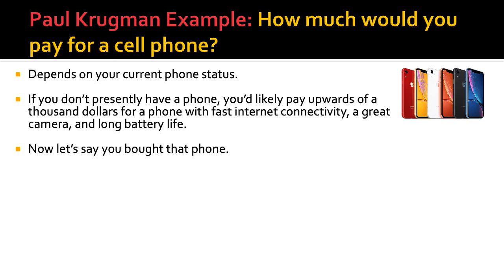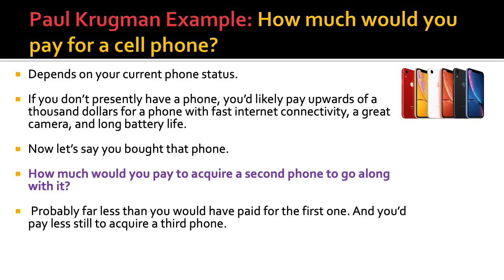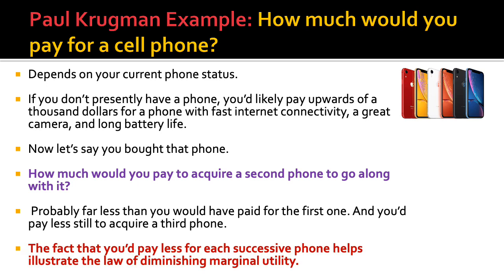Now let's say you bought that phone. How much would you pay to acquire a second phone to go along with it? Well, probably far less than you would have paid for the first one, and you'd pay less to acquire a third phone. The fact is that you'd pay less for each successive phone helps illustrate the law of diminishing marginal utility. In a few slides, you'll have a little video about the law of diminishing marginal utility. But first, let's put some quantification to it.